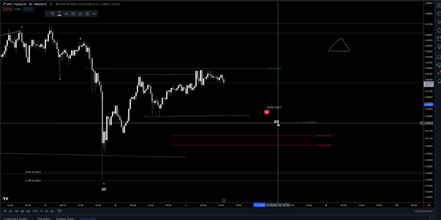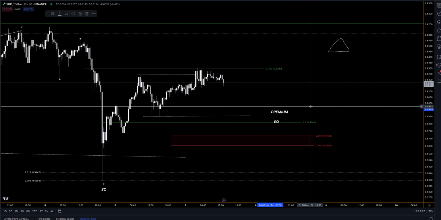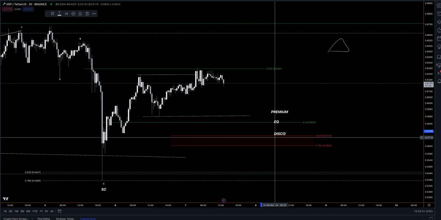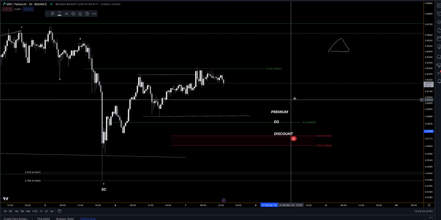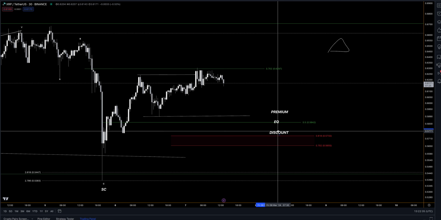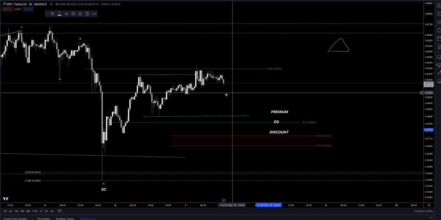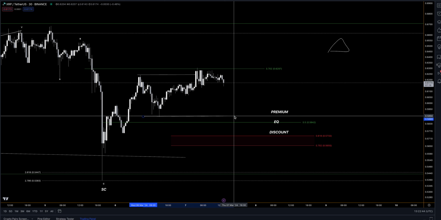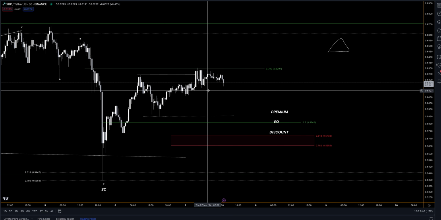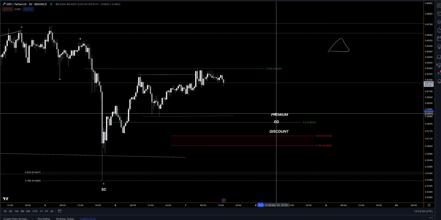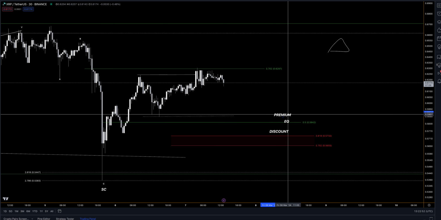This is your premium. Anything above the 50 is our premium. And then we have our discount zone over here. Now, if I was a whale, if I was a market maker, and I wanted XRP in my portfolio, would I be buying now, or would I buy in discount zone? Okay, ask yourself that. Always look at the charts like you're a market maker.